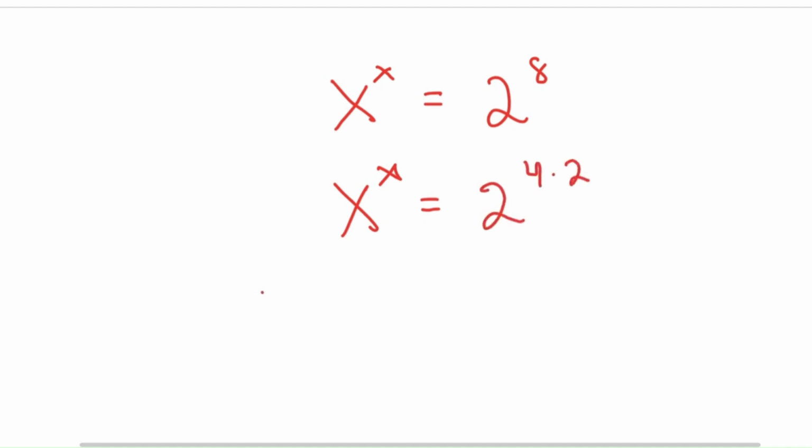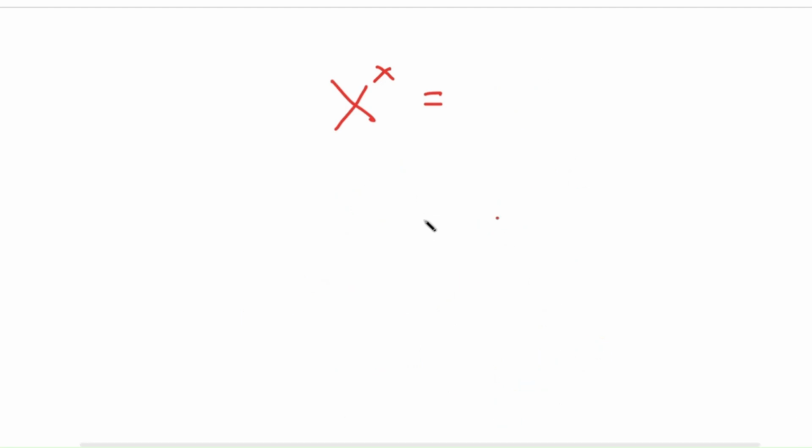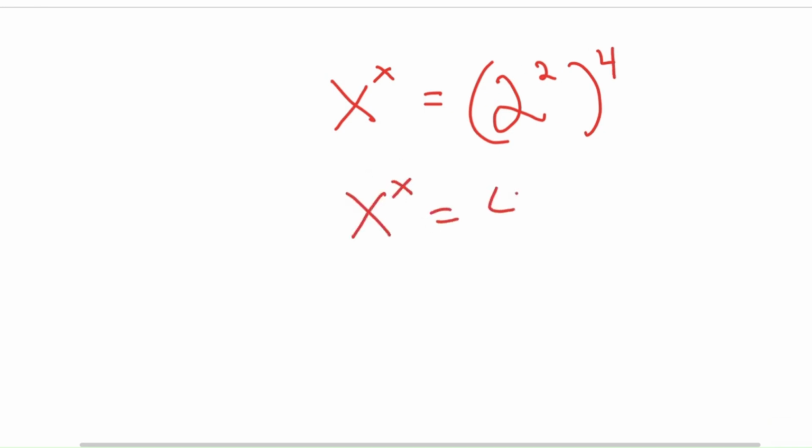Now if I have something in the form of a to the power of m times n, this is equal to a to the power of m to the power of n. So 2 to the power of 4 times 2, I'm going to rewrite as 2 squared to the power of 4. So I have x to the power of x is equal to 2 squared to the power of 4. And now 2 squared is equal to 4, so I have x to the power of x is equal to 4 to the power of 4.